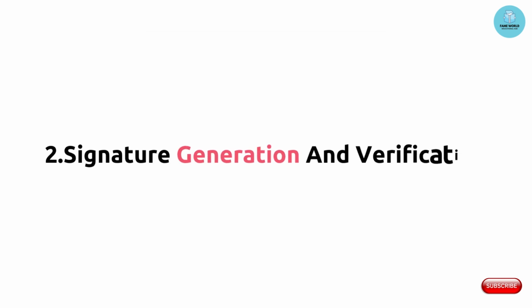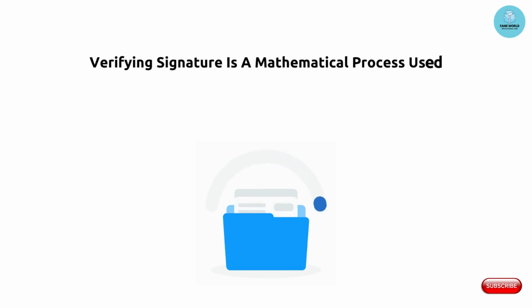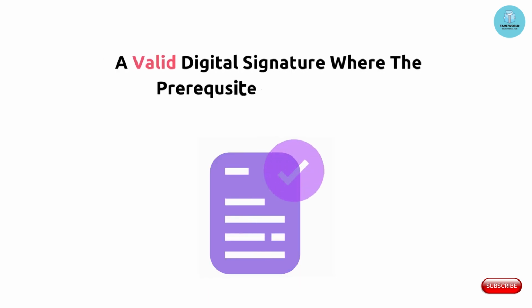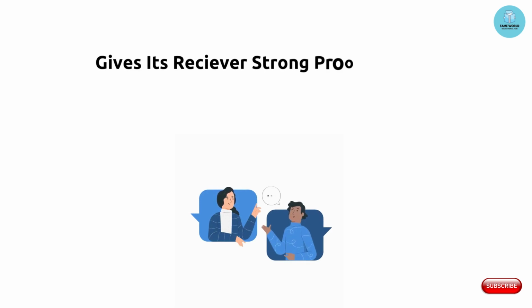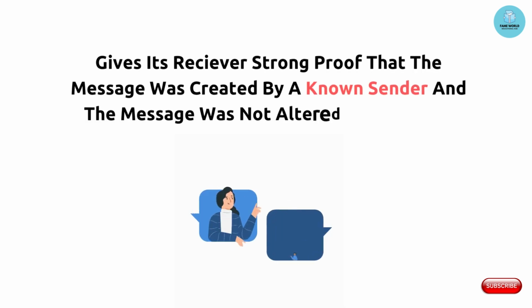Number 2. Signature generation and verification. Verifying signatures is a mathematical process used to verify the authenticity of digital documents or messages. A valid digital signature, where the prerequisites are satisfied, gives its receiver strong proof that the message was created by a known sender and that the message was not altered in transit.